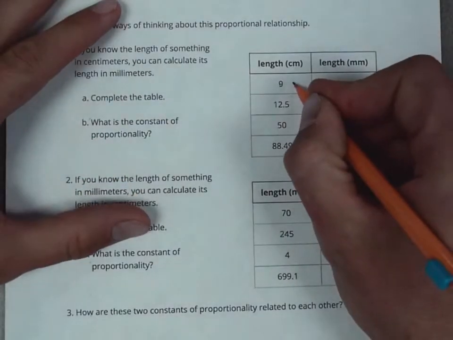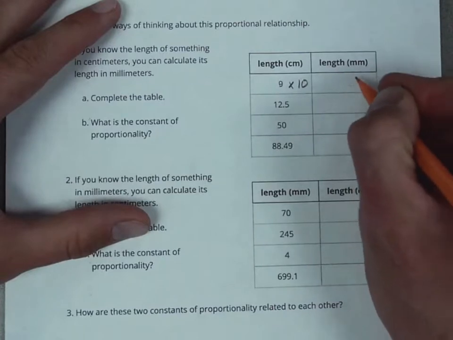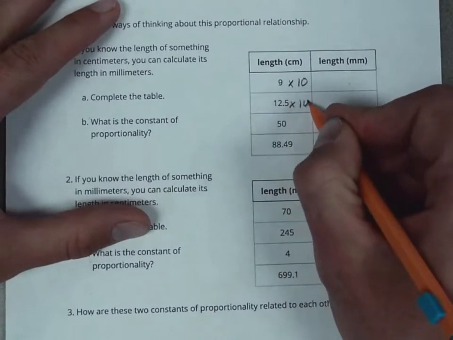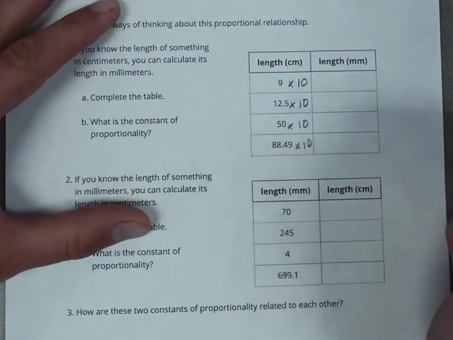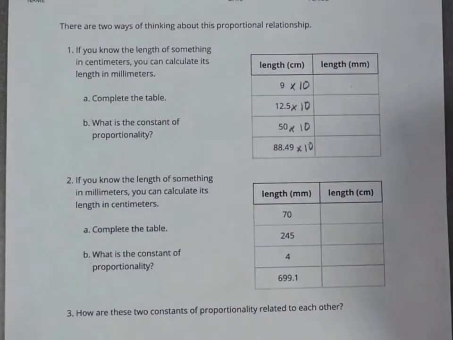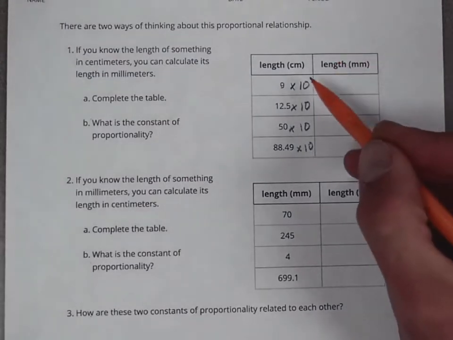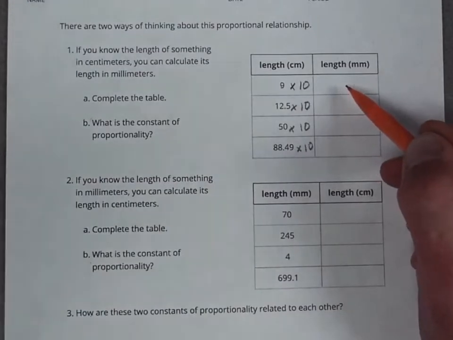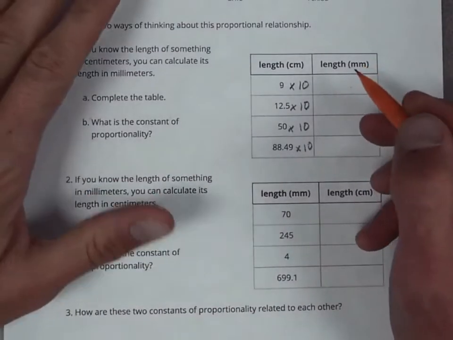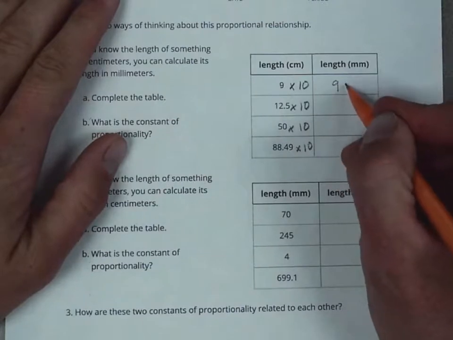Exactly, we're multiplying by 10 to get from centimeters to millimeters. That means I have to do the same thing every row of this table, multiplying by 10. And like I was giving you guys that hint, whenever you multiply by 10, you just move the decimal point once to the right. So if it's 9 centimeters, how many millimeters is that, Burke? That's 90. Good. 9 times 10 is 90.